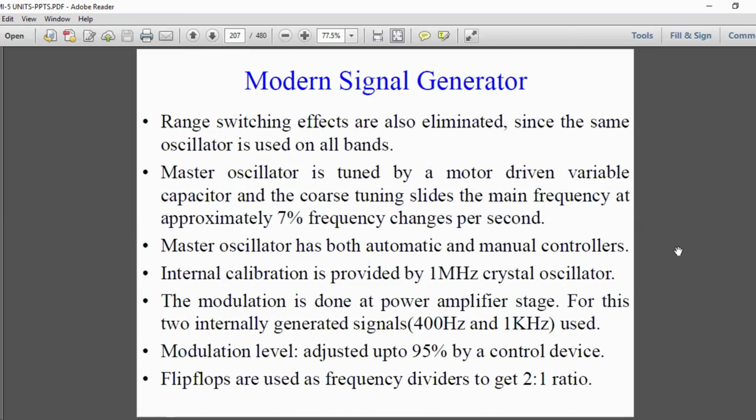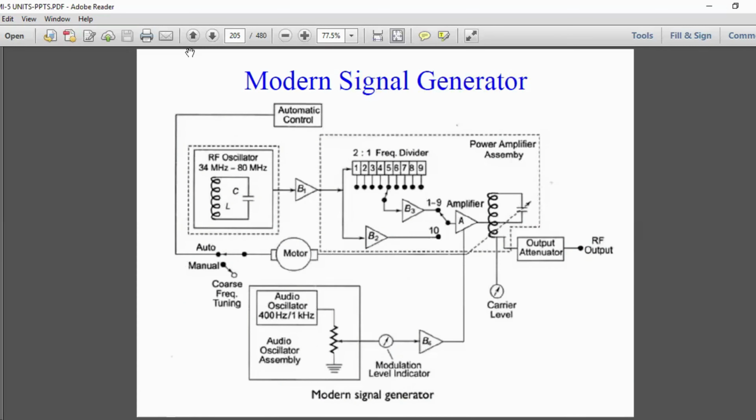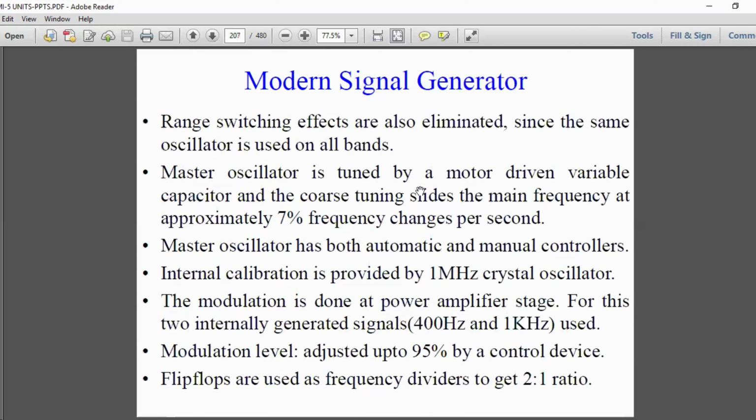The modulation is done at the power amplification stage. For this, two internally generated signals, 400 Hz and 1 kilohertz, are used. The modulation level can be adjusted up to 95% by a control device. Flip-flops are also used here as frequency dividers to get a 2:1 ratio.